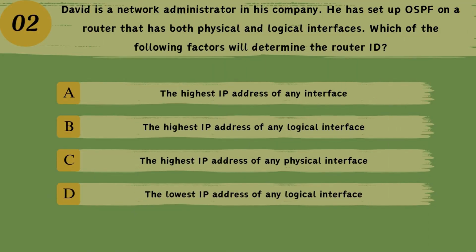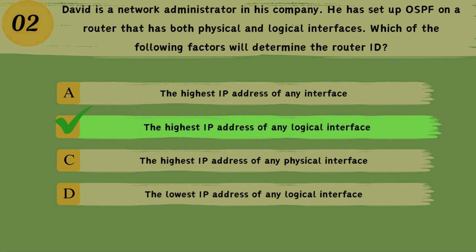Question 2. David is a network administrator in his company. He has set up OSPF on a router that has both physical and logical interfaces. Which of the following factors will determine the router ID? A. The highest IP address of any interface. B. The highest IP address of any logical interface. C. The highest IP address of any physical interface. D. The lowest IP address of any logical interface. Correct answer. B. The highest IP address of any logical interface.